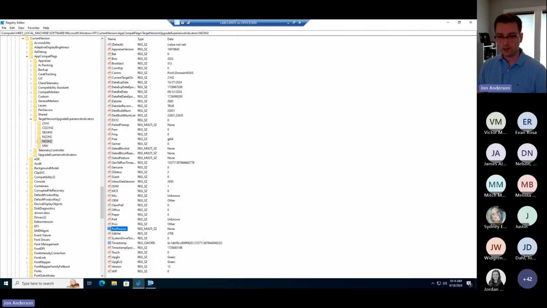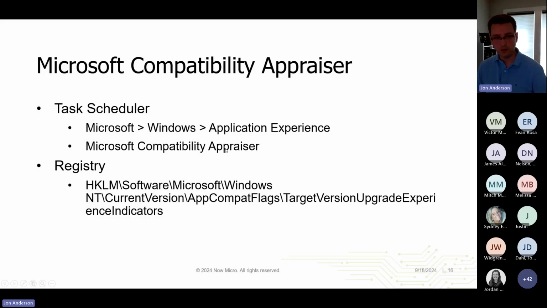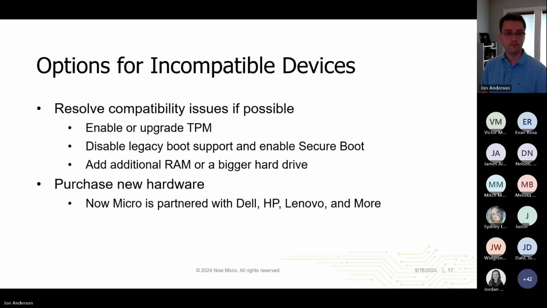All right, so let's get back into the slide deck here. So the Microsoft Compatibility Appraiser task, I just wrote it down in the slide deck so that you have a reference of where that task is and where the registry key is. So now we've got incompatible devices, and we need to know what are our options for dealing with those incompatible devices.